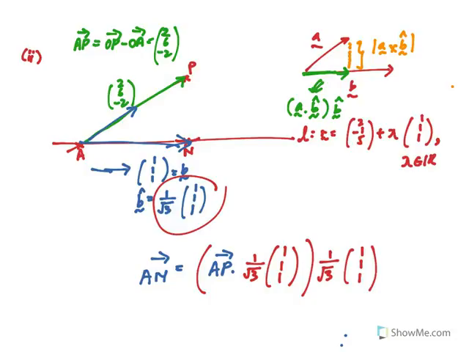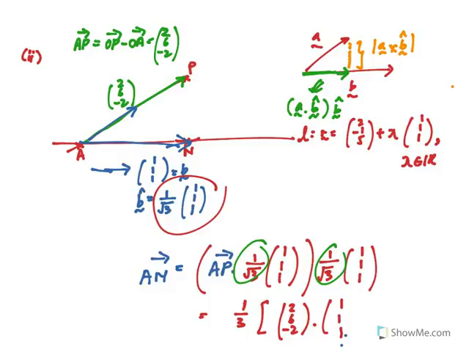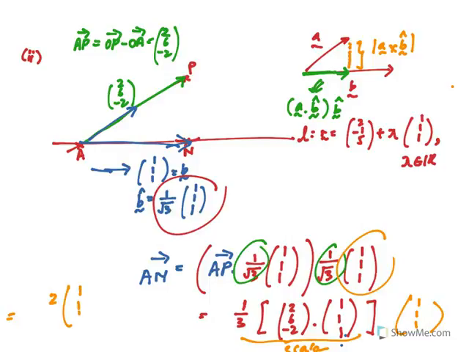So AP, with that, factorizing my 1 over square root 3, I put 1 over 3 outside. AP is none other than 2, 6, negative 2, dot product with 1, 1, 1. My scalar outside is here, my vector outside is 1, 1, 1. So this will give me the scalar. Final answer, I should have 2 of 1, 1, 1. This is AN.